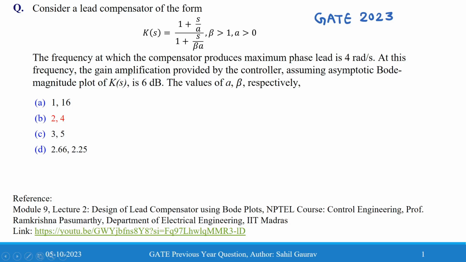At this frequency, the gain amplification provided by the controller, assuming the asymptotic Bode magnitude plot of K(s), is 6 dB. The values of a and β, respectively, are to be found. Here it is given as the asymptotic Bode magnitude plot, which means we have to take the approximate Bode magnitude plot.